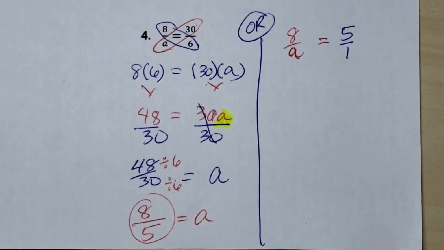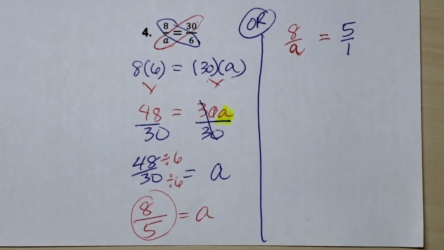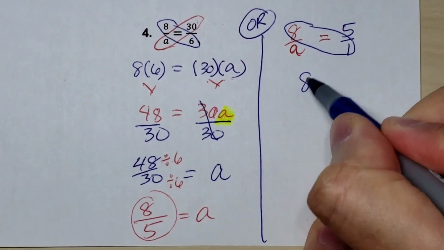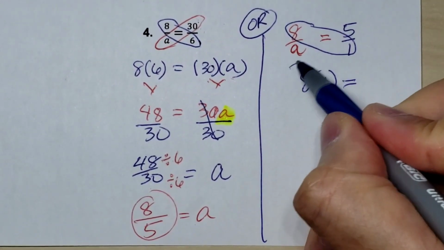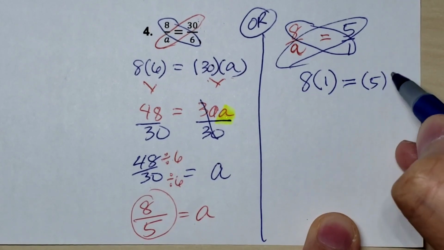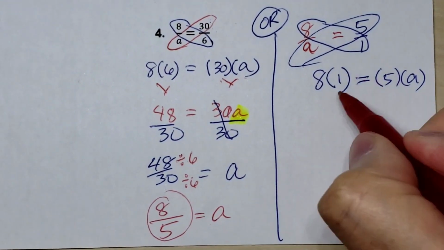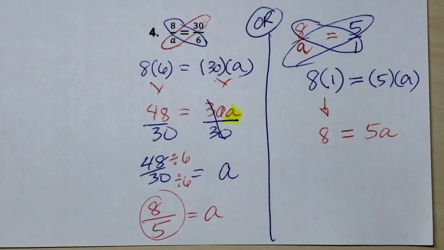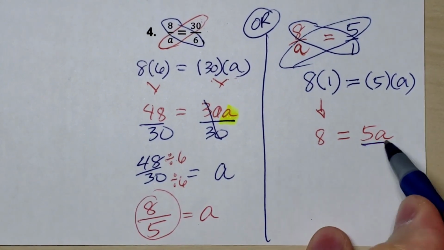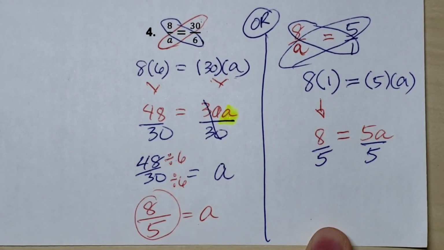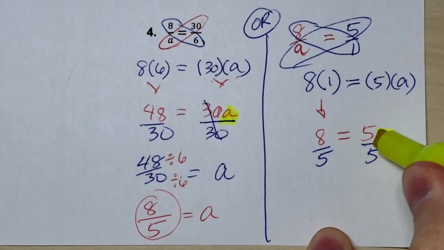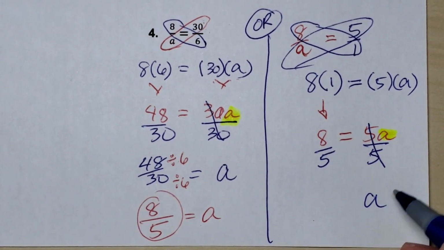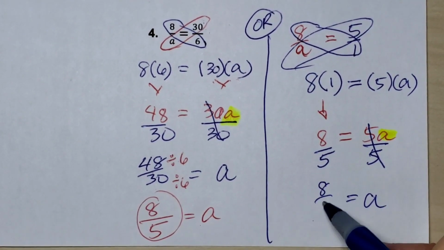Now, if I use cross product, would I get the same answer? All right, let's find that out. So 8 times 1 equal to 5 times A. So 8 times 1 we know is 8, equal to 5 times A, we know is 5A. Now, solve for A. Again, let's divide by 5, because we need to undo multiplication by dividing. We need to isolate A. So this becomes a 1. So A is equal to 8 over 5.